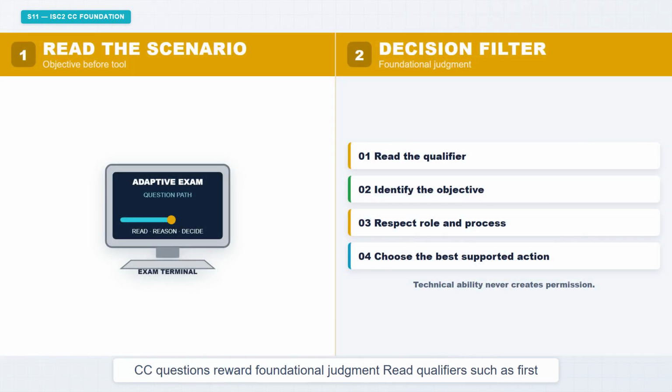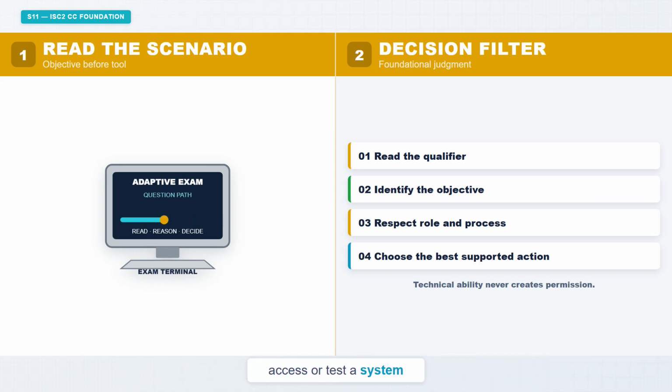CC questions reward foundational judgment. Read qualifiers such as first, best, primary, and most likely. Identify the objective before choosing a tool. When several answers look possible, prefer the lawful, risk-based option that respects policy, roles, and evidence. Do not invent missing facts. During an incident, protect people and essential operations. Follow the approved response process, preserve evidence, and escalate within your authority. Technical ability does not create permission to access or test a system.